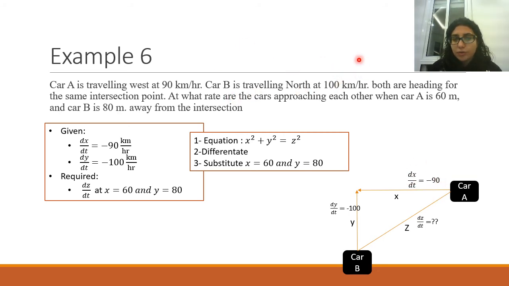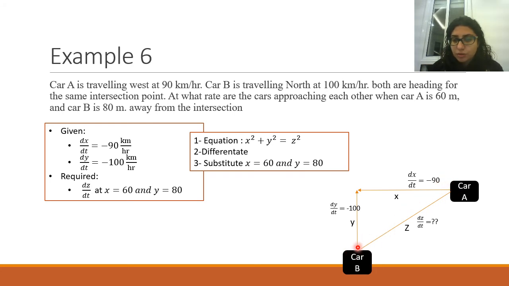Car B is traveling north at this rate. So this is dy by dt, negative 100. I give the symbols x for car A and y for car B. Both of them are going to the same intersection. What rate are they approaching each other?